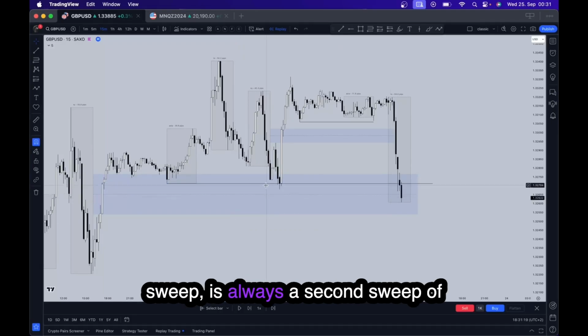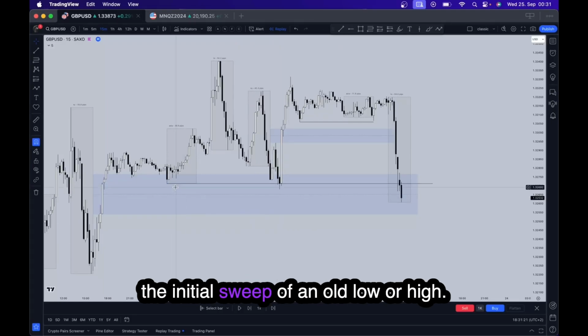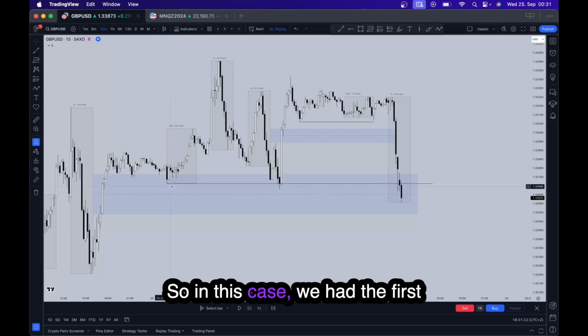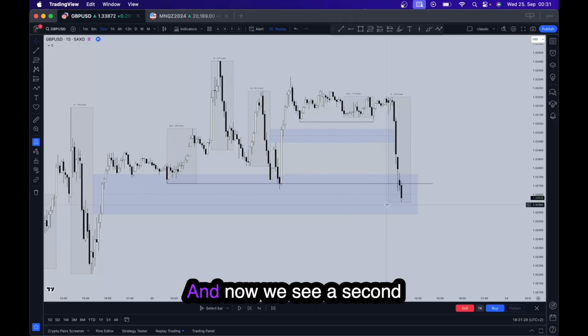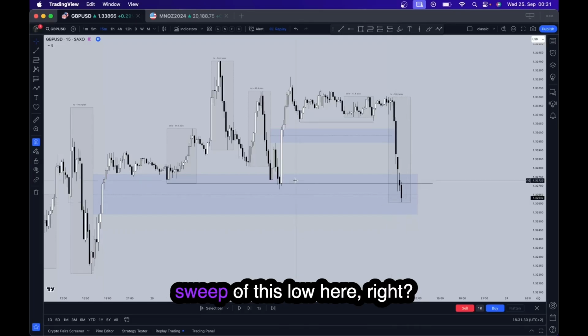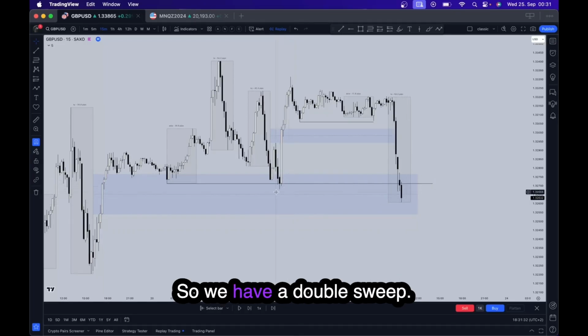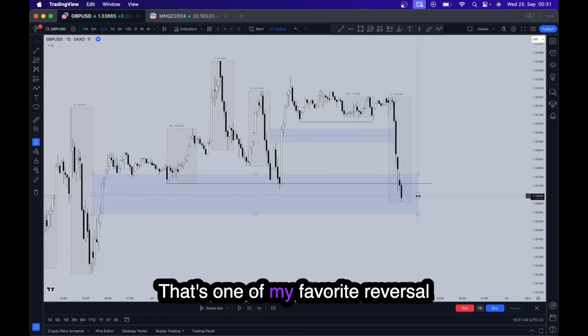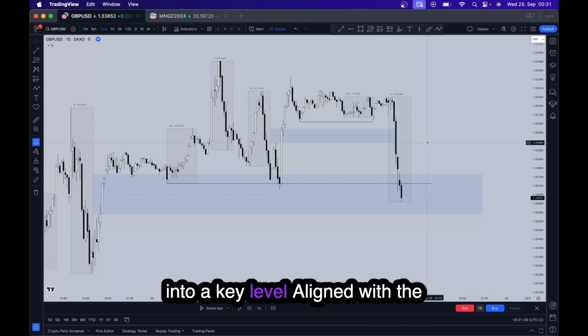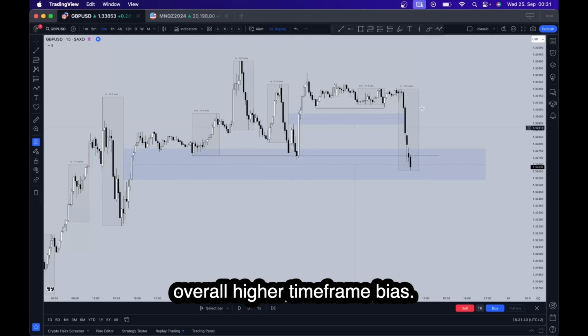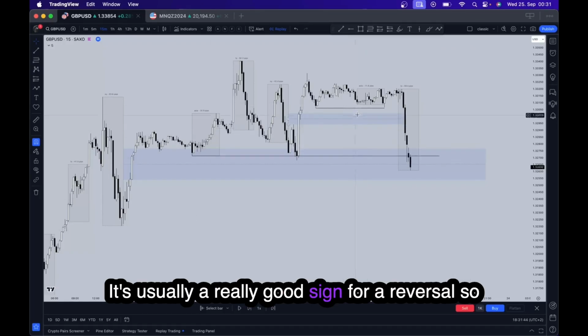Double sweep is always a second sweep of the initial sweep of an old low or high. So in this case, we had the first sweep here of that Asia low, and now we see a second sweep of this low here, right? So we have a double sweep, and it's one of my favorite reversal patterns. If we get a double sweep into key level, aligned with the overall higher time frame bias, it's usually a really good sign for a reversal.